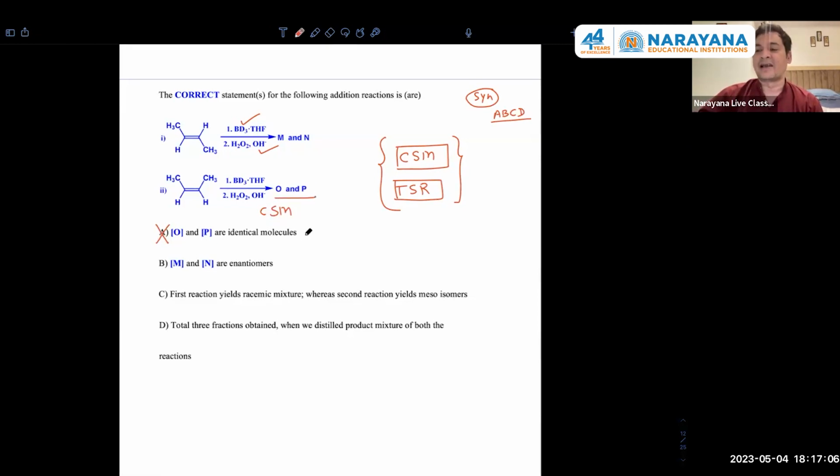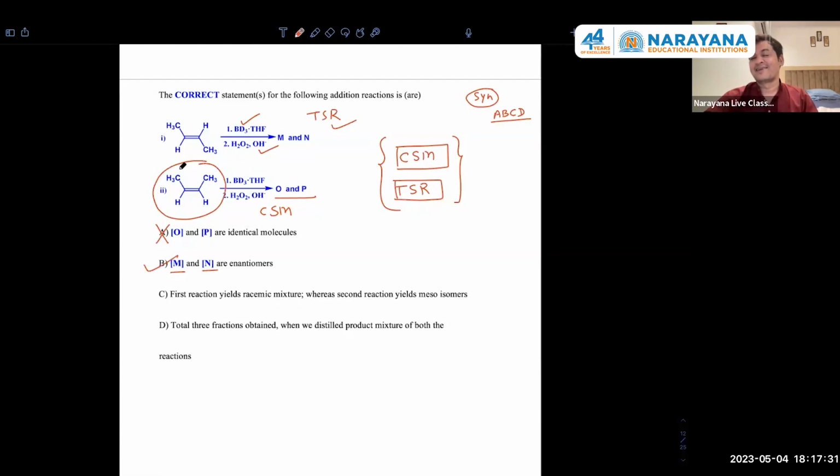O and P are identical? That is wrong, because one side D, one side OH we are getting. There are no two OH, no two deuterium. You can't get meso. M and N are enantiomers. Whether you take trans or syn, trans always with the syn addition gives racemic. That is correct. This will also give racemic.